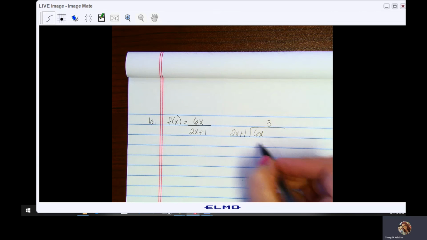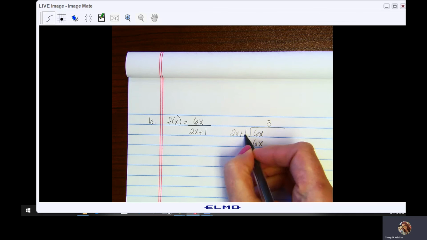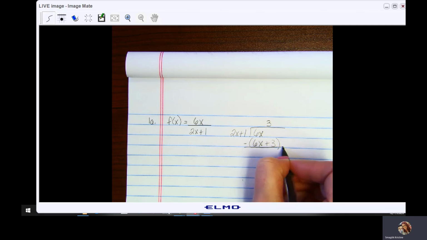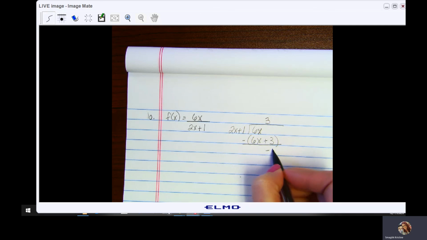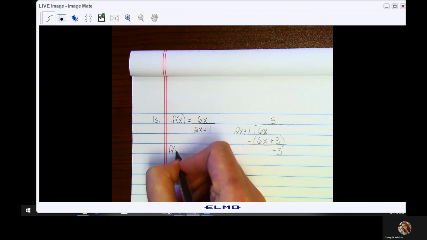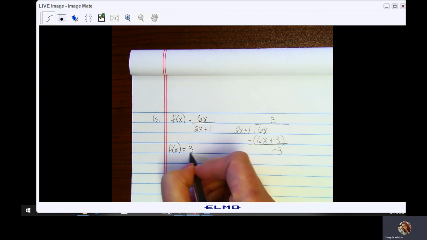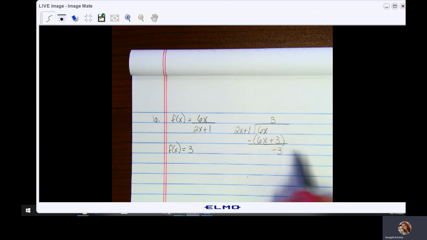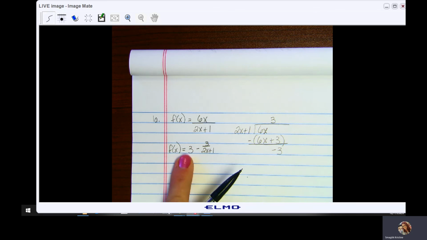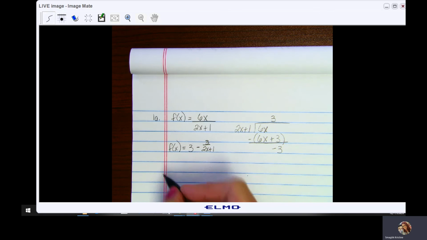So 3 times 2x is 6x. 3 times 1 is a positive 3. And then we're going to subtract. So this is going to give me a remainder of negative 3. So I can rewrite this as the quotient, which is 3, plus the remainder. Well, my remainder is negative, so I'm going to write this as a minus 3 all over my divisor, 2x plus 1. Well, I can see here my k value is going to be 3. So that means I have a horizontal asymptote at y equals 3.